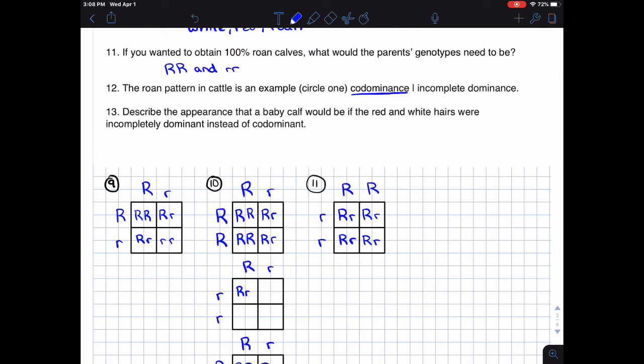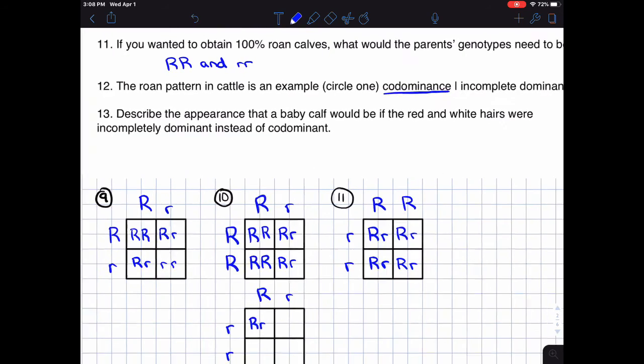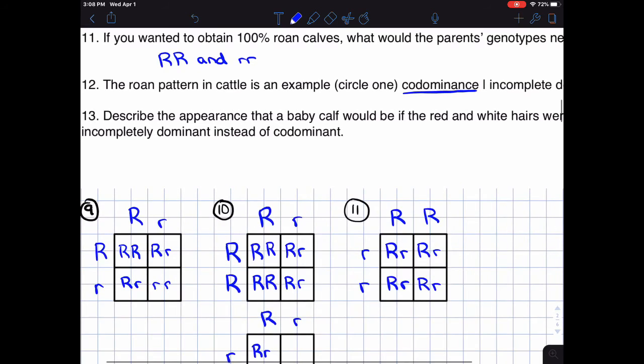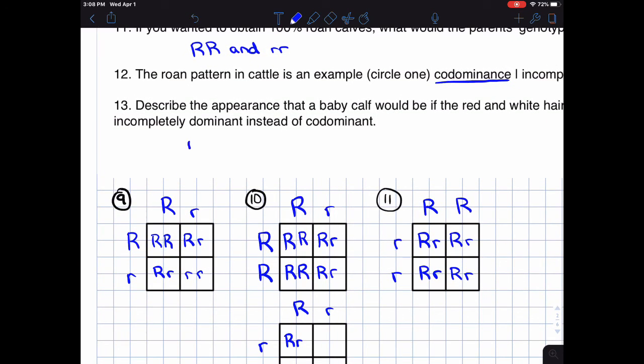Describe the appearance that a baby calf would be if the red and white hairs were incompletely dominant instead of codominant. If it was incompletely dominant, the baby calf would be a mix of red and white, or pink. So the baby calf would be pink-haired.